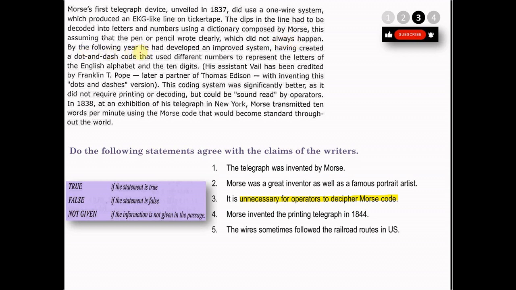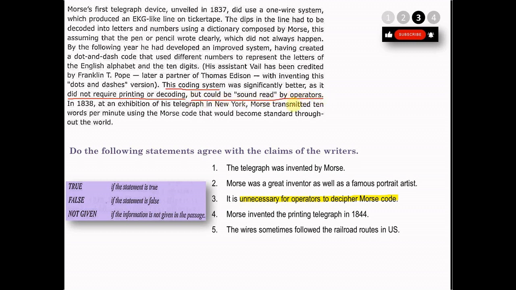By following the ear, he had developed an improved system, having created a dot and dash code that used different numbers to represent the letters of the English alphabet and the 10 digits. His assistant, Vail, has been credited by Franklin T. Pope, later a partner of Thomas Edison, with inventing this dots and dashes version. This coding system was significantly better as it did not require printing or decoding but could be sound-read by operators.